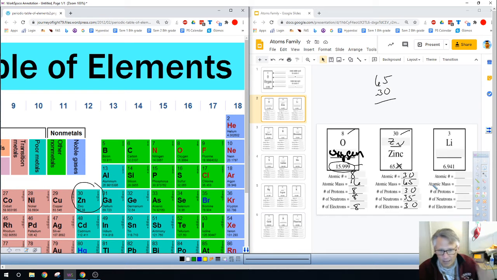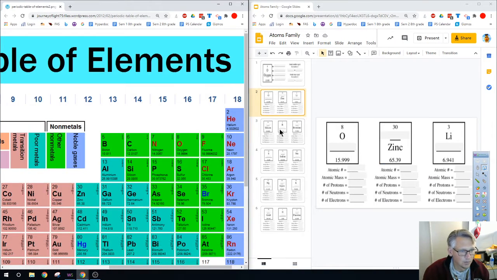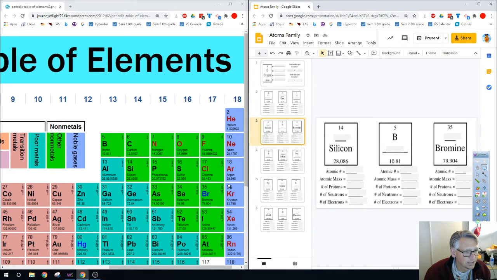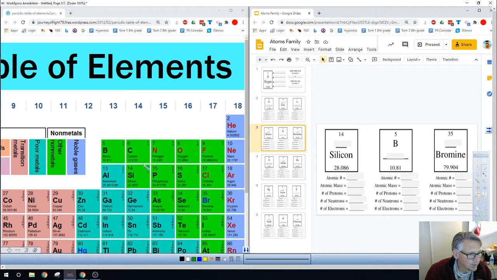And I did lithium in the introduction video. So we will go on to the next one. Silicon, which is 14, is right here. So 14, the symbol is Si. Silicon, 28.086. We're going to round that to 28. The atomic number is 14. The atomic mass is 28. The number of protons is 14. Number of electrons is 14 if it's in a neutral atom. Number of protons plus neutrons minus protons, so 28 minus 14 gives us 14.